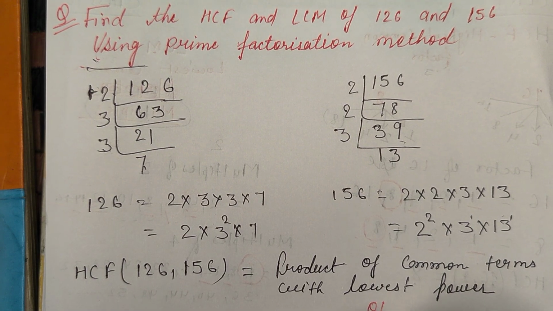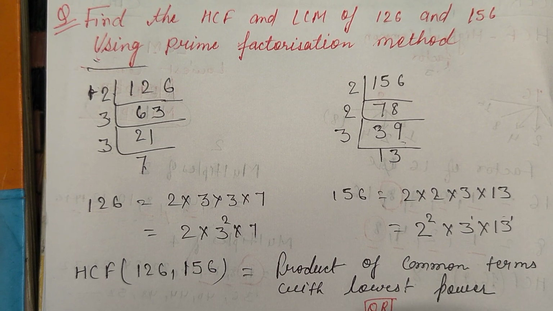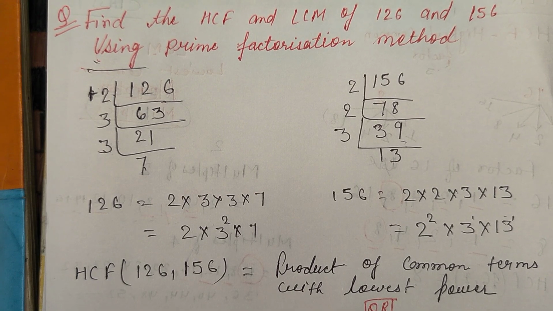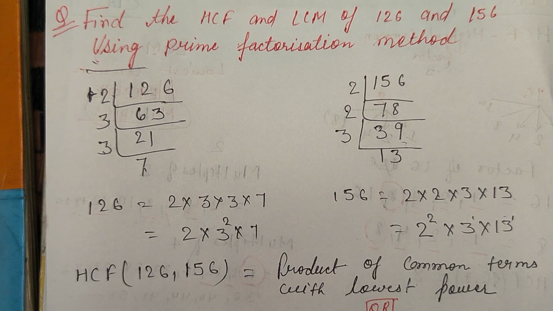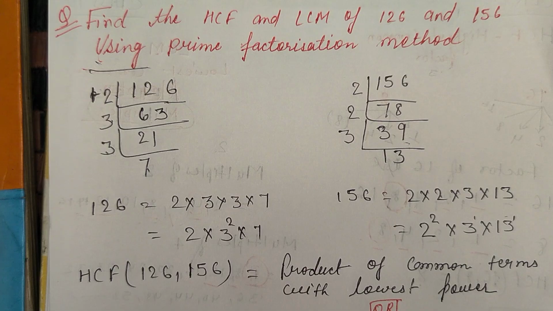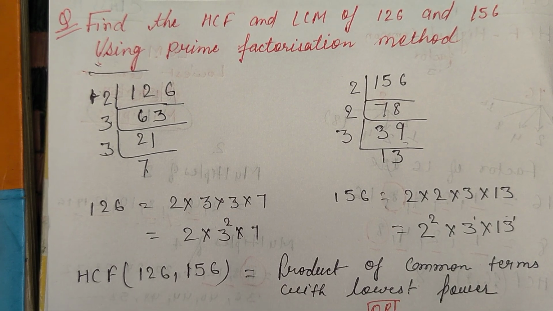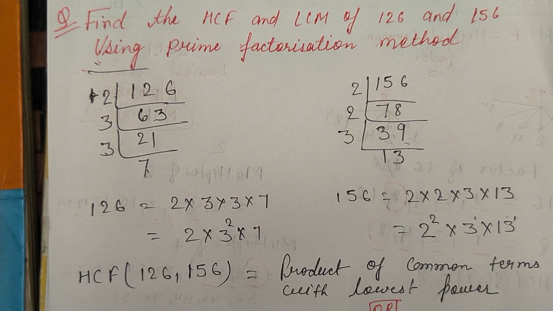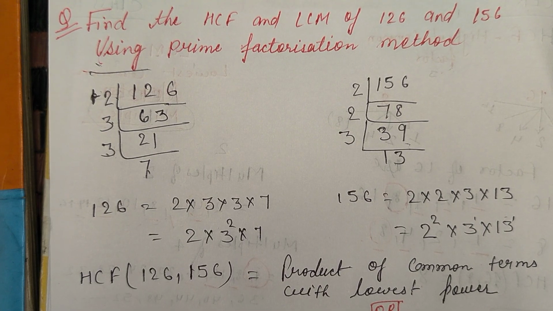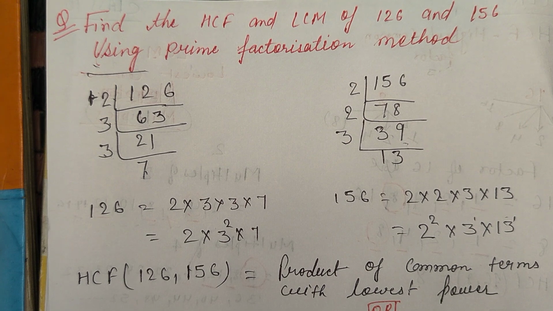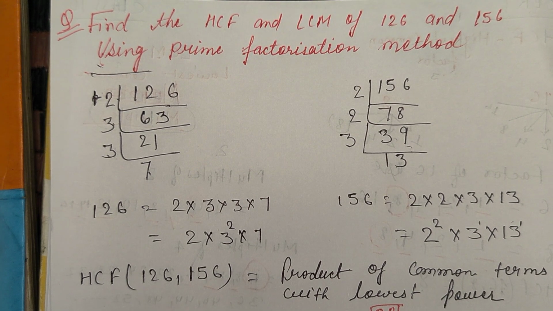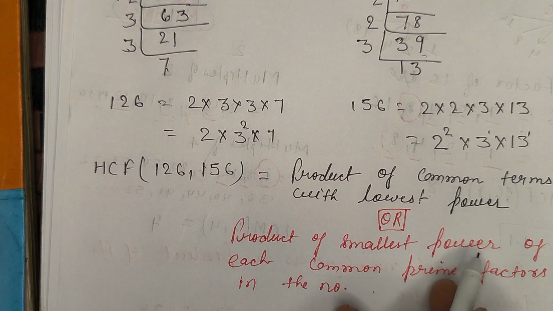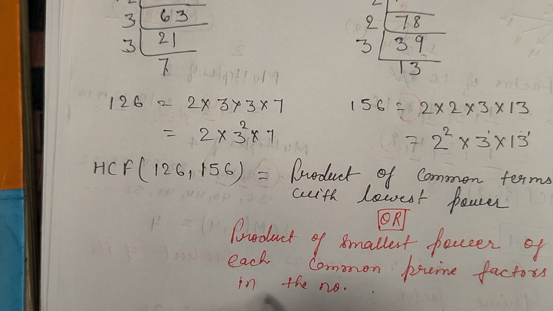You also write this as the product of the smallest power of each common prime factor in the numbers. You can also write it this way: product of the smallest power of each common prime factor in the numbers.